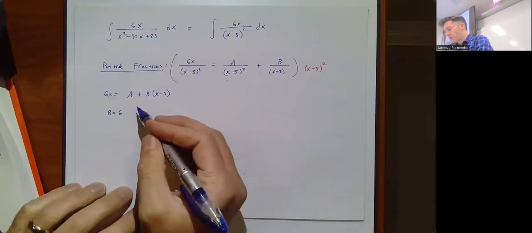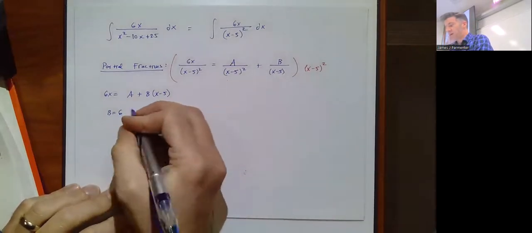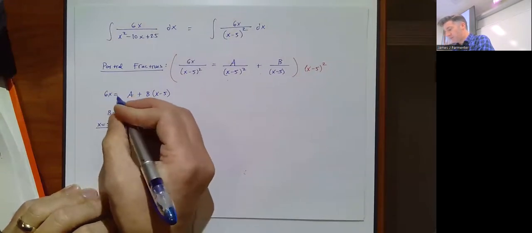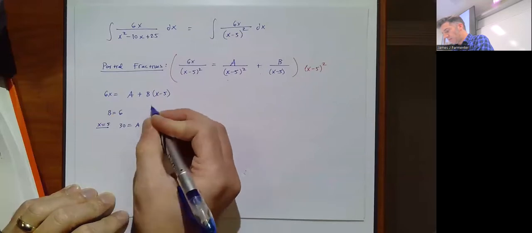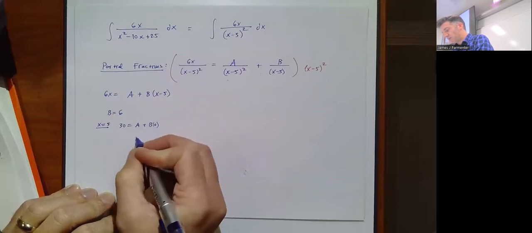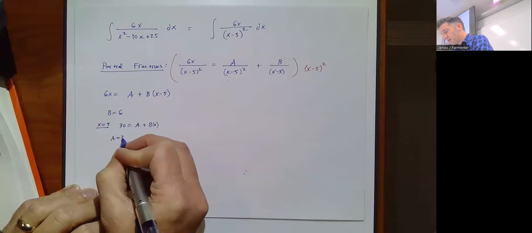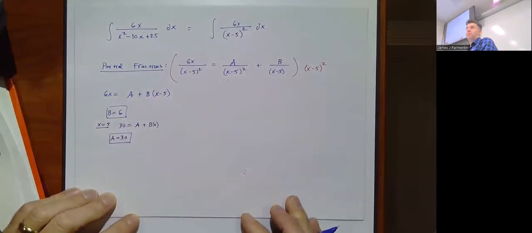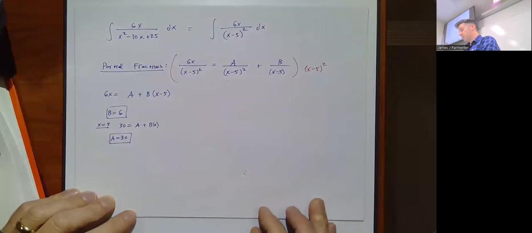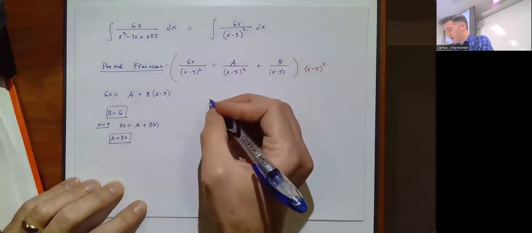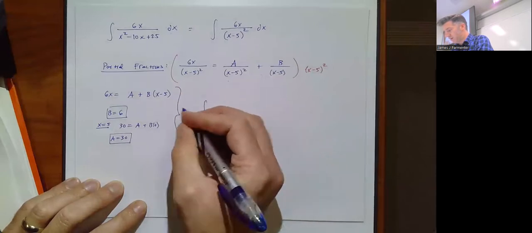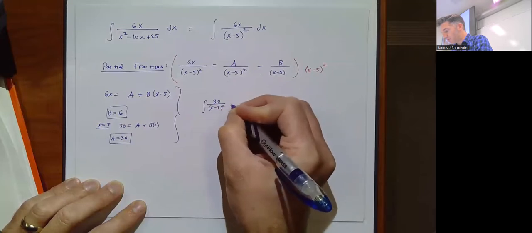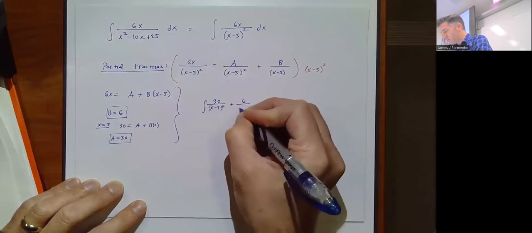Or you could do the work where you say, I can also pick a convenient value. I'm going to let x equal 5. Let x equal 5, I get 6 times 5 is 30 equals a plus b times 0. Well, that helps me find a. And then if you wanted to pick some other value for x, you could use that to find b, which would be 6, but b has to be 6. So great, then we're going to rewrite this integral as the integral of a over x minus 5 squared plus b over x minus 5.